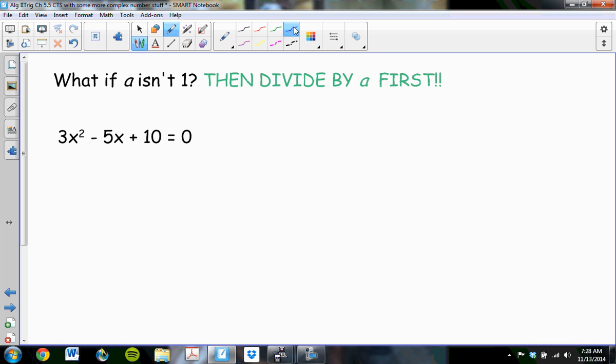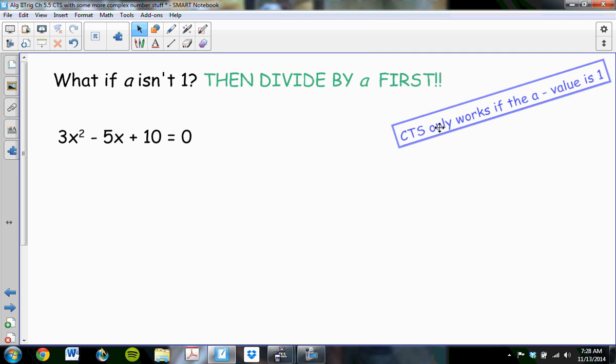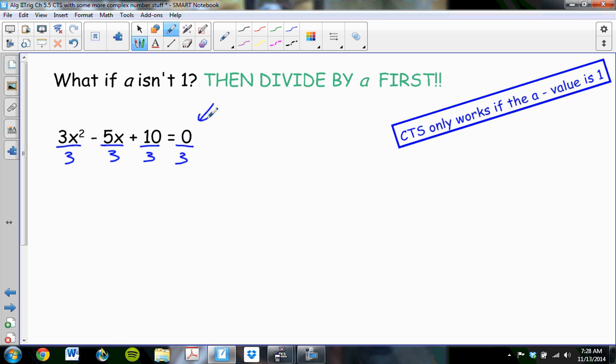You have to make the a value equal 1. If the a value isn't 1, you can't do it. Completing the square only works if the a value is 1. So the first thing I'm going to do is divide everything by 3. And I mean everything by 3. If this was a number besides 0, I would still divide it by 3. Everything is divided by 3, and I get x² minus 5/3 x plus 10/3 equals 0, because 0 divided by 3 is 0. Now I do all the stuff I did before.